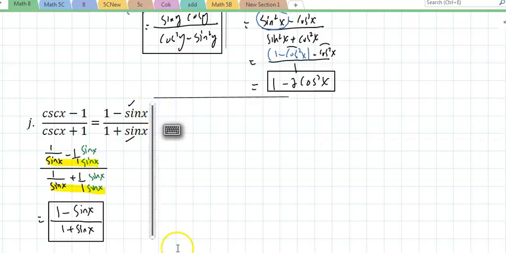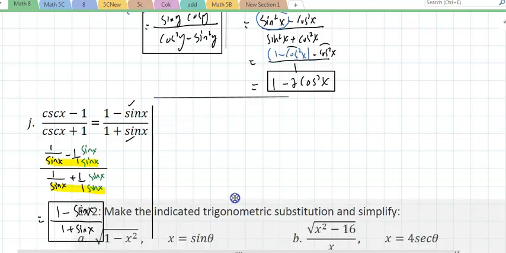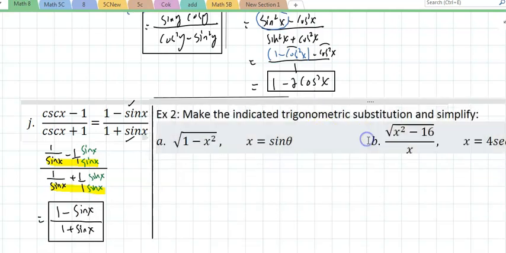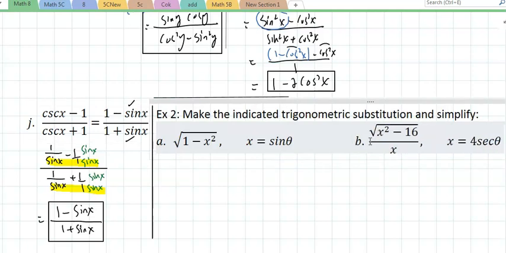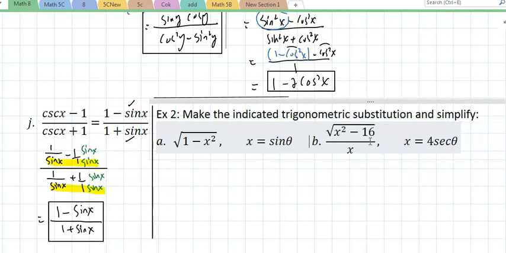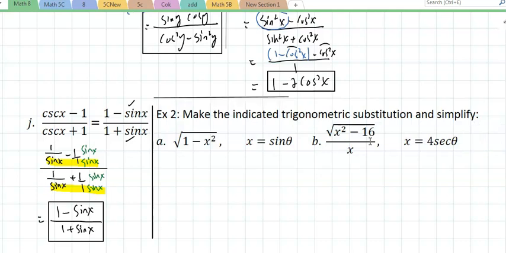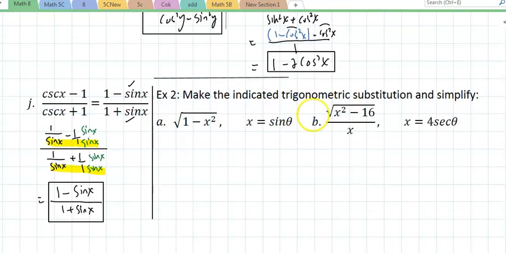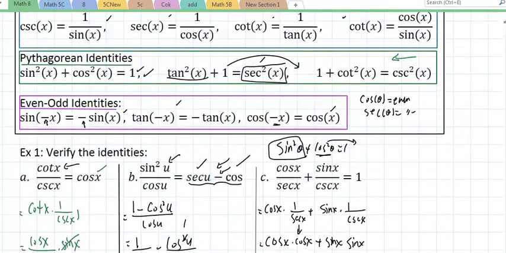Now, I have a new set of directions. Let me see if I could fit it there. Yes, I can. Very good. Okay. If I need more space, I'll go down and do it. Make the indicated trigonometric substitution and simplify. So that first example, and this would be example 2, right?